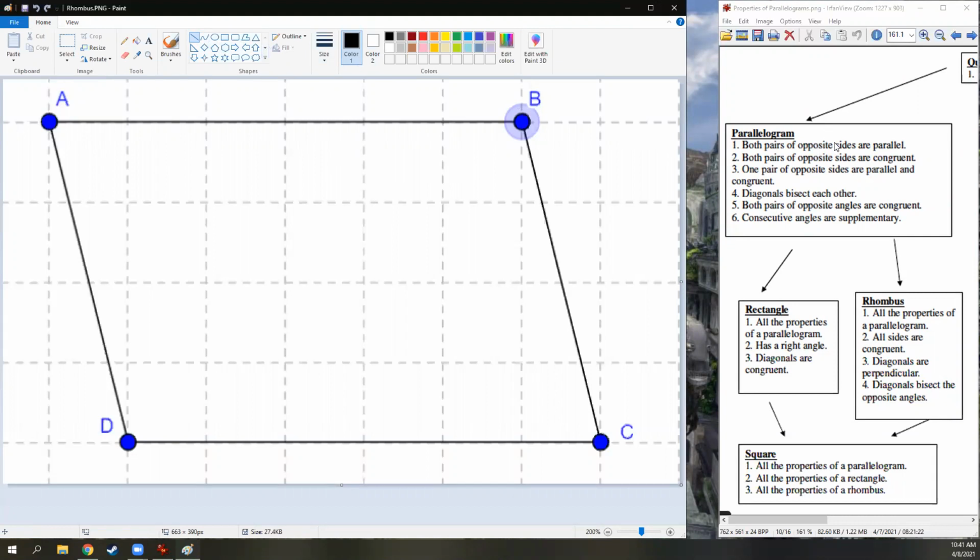We'll get through this. So parallelograms have all of these six properties. All parallelograms have these six properties. So every rectangle also shares all of this, rhombuses share all of this, and squares share all of this. But let's go through. It says both pairs of opposite sides are parallel. Well, I mean, duh, it's a parallelogram.